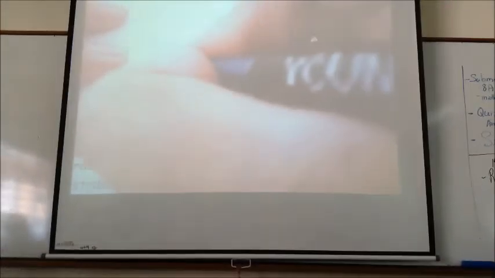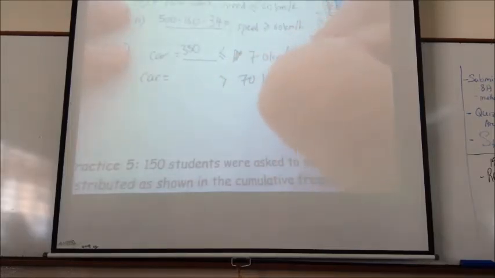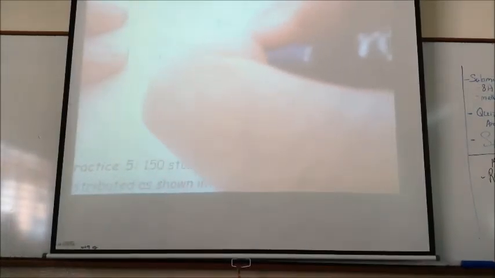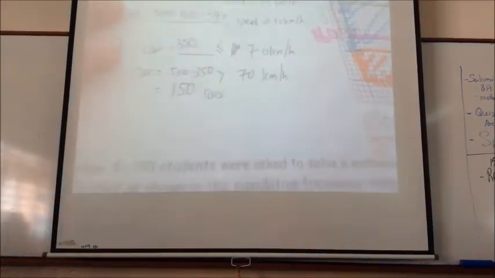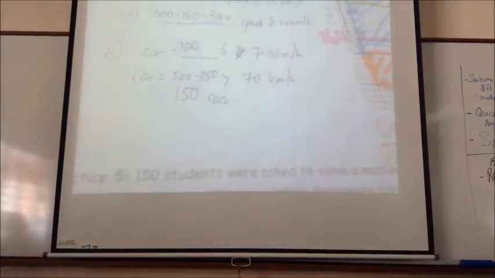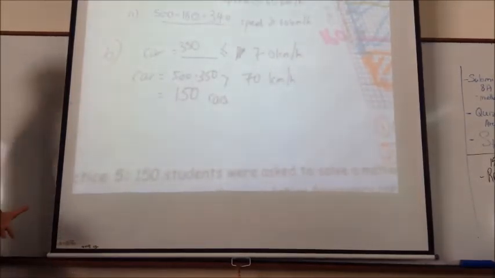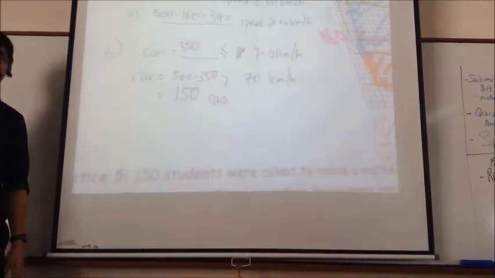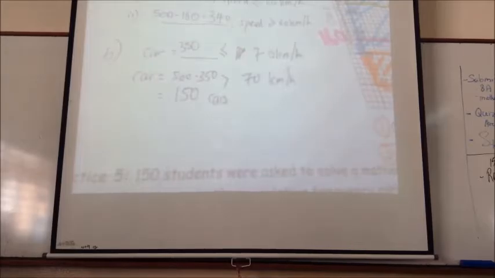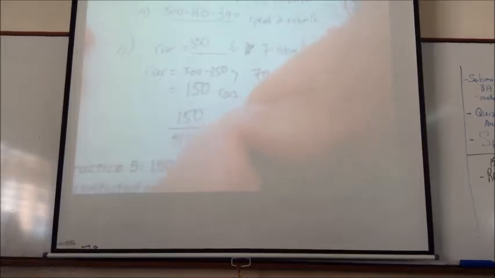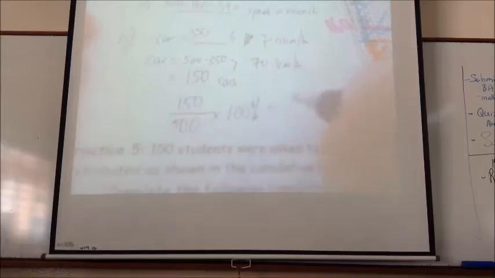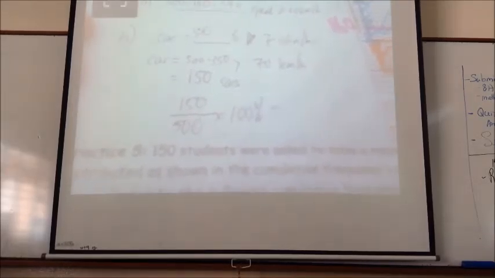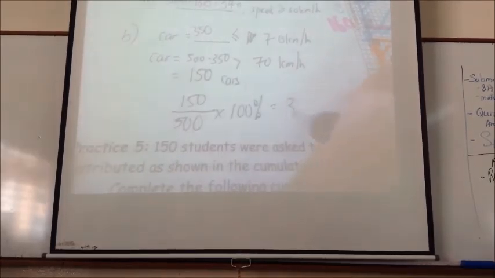But if I want the cars that are more than 70, what must I do? 500 minus 350, and what's the answer? 150 cars. Do you follow? Please, if you don't understand, you need to tell me. I will come to you individually and explain again. After I have this, I want to find the percentage. What must I do? 150 over 500 times 100%. And what's the answer? 30%. Thank you.